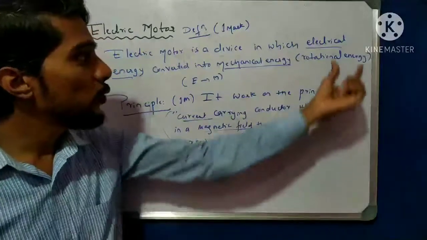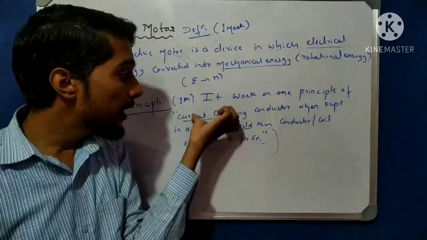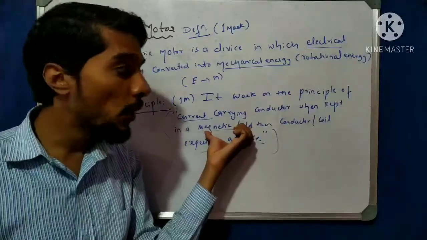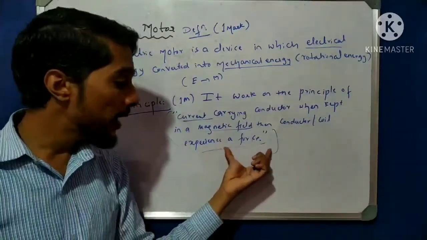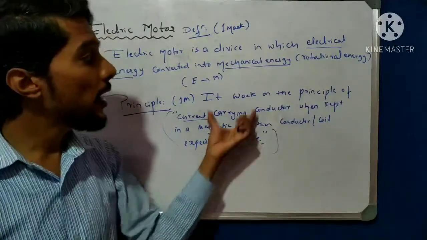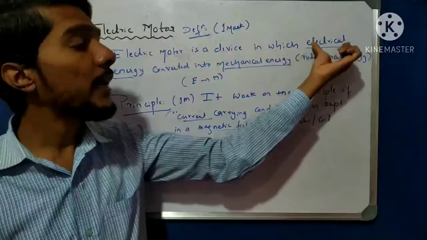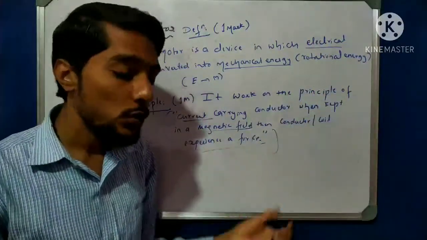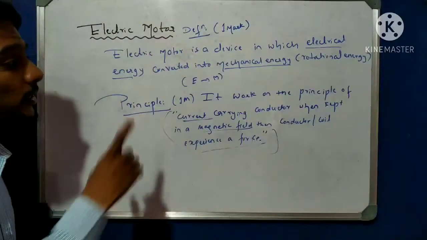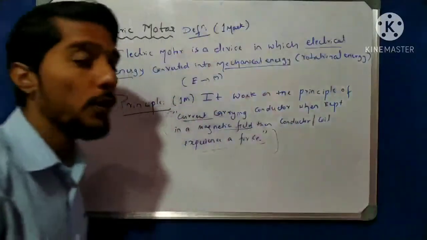So in the definition we use electrical energy, which is nothing but the current carrying conductor. When this current carrying conductor is in the magnetic field, then what happens? The expansive force is produced, and that is mechanical energy. Electrical energy is used to rotate a coil. So that is a very important point about the principle and the definition of the electric motor. Hope you understand this one.